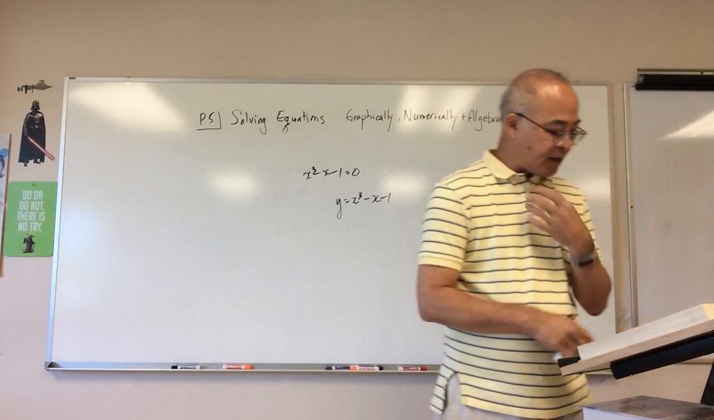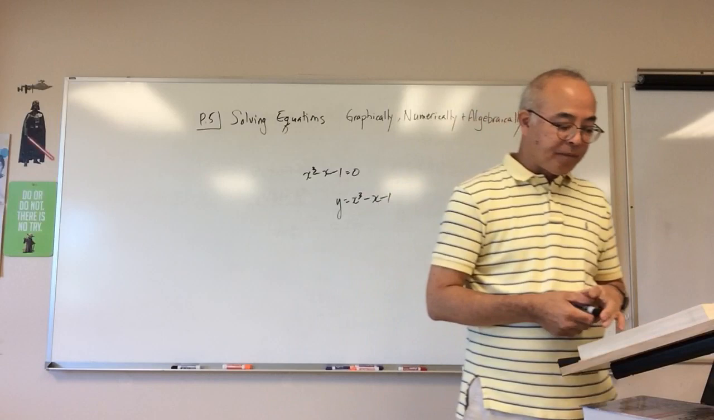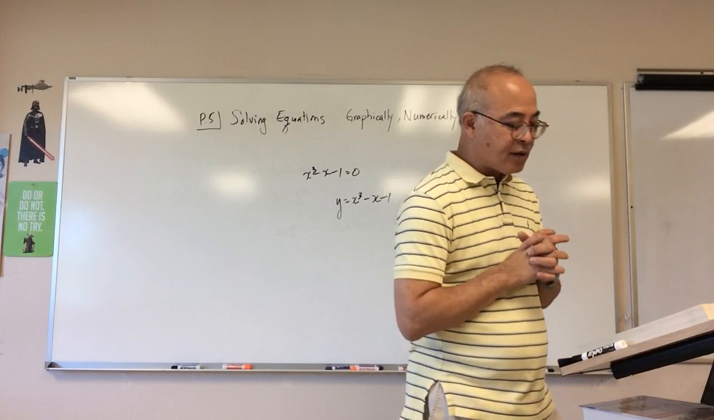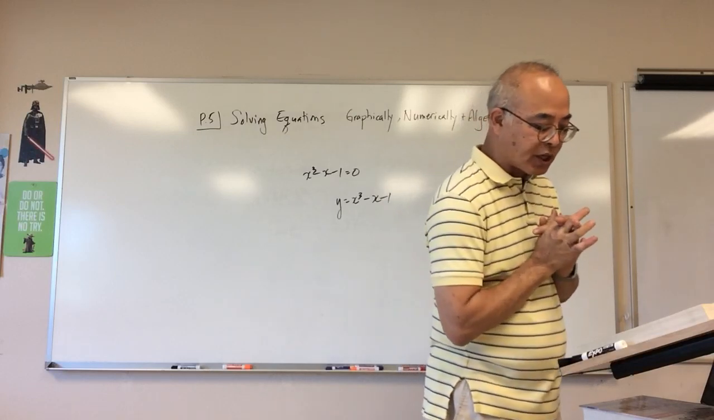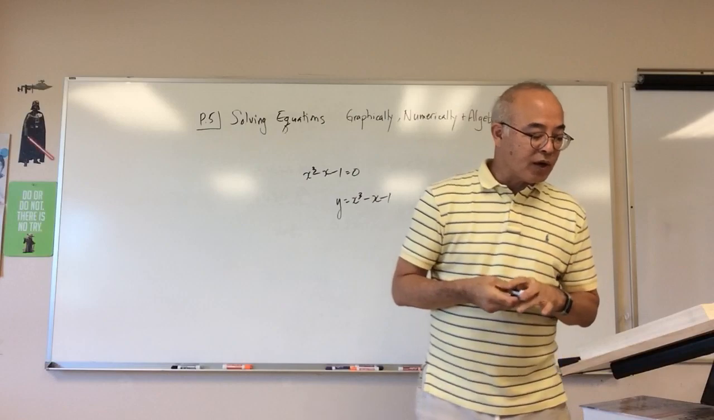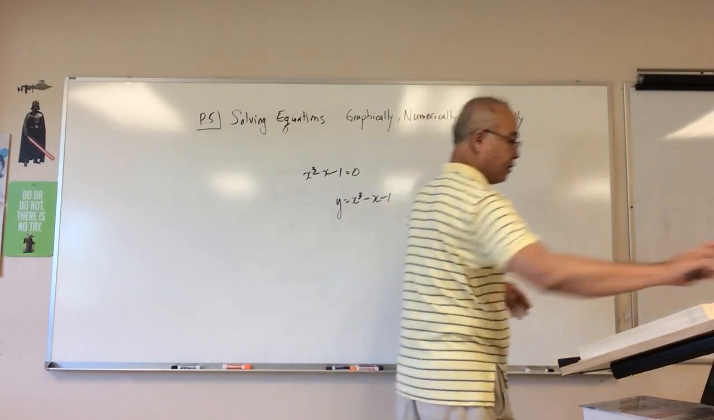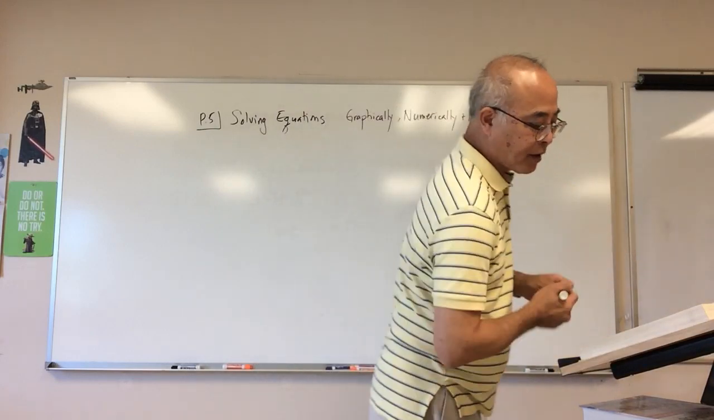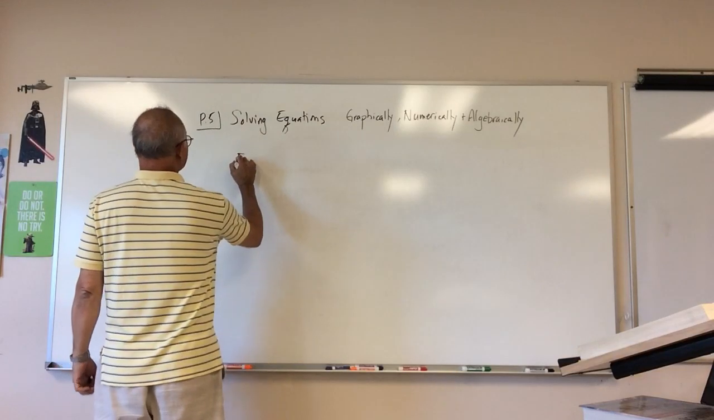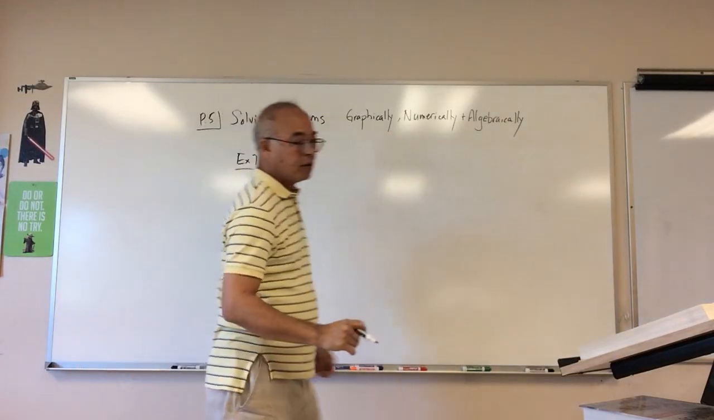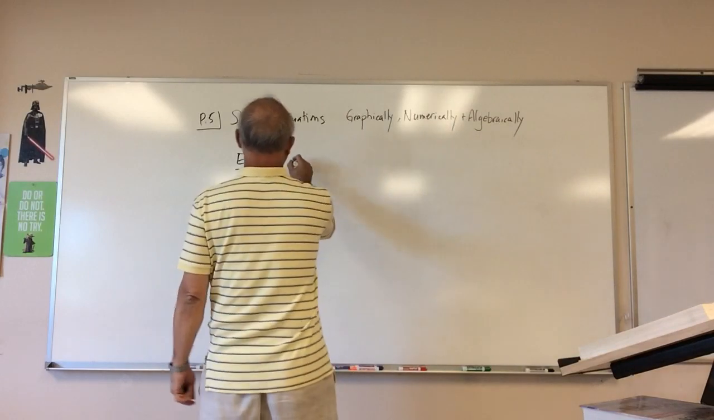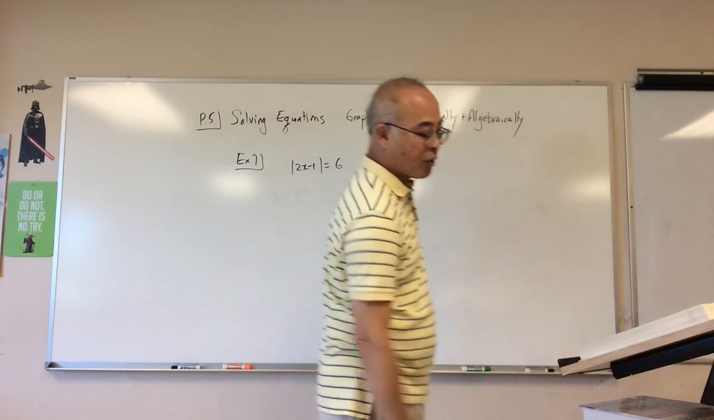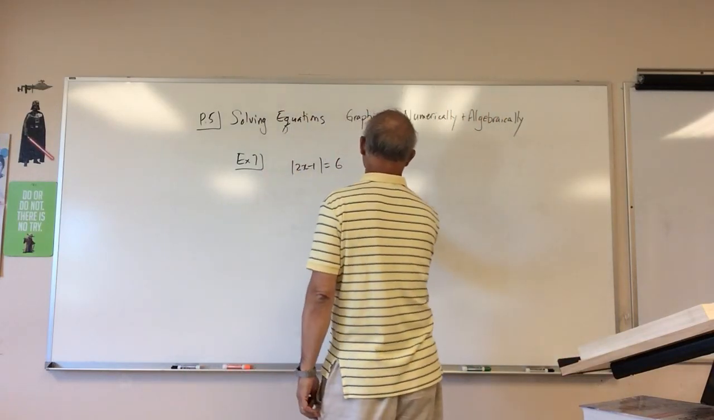And how you would do that is in the book. I'll let you read that. There really isn't anything earth-shattering there. Okay, solving equations by finding intersections, okay? Solve the equation, example number 7. Solve the equation, absolute value of 2x minus 1 is equal to 6.